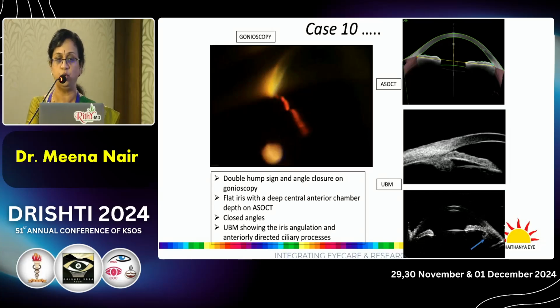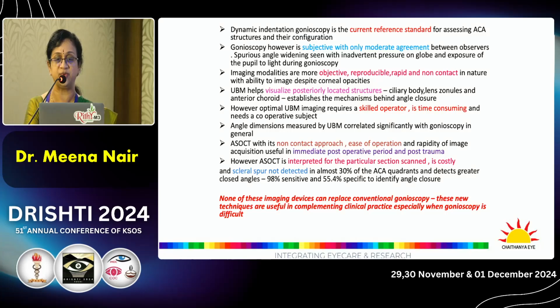So coming to the last picture, where you have a gonioscopy showing the double hump sign, which my previous speaker has just shown you, and the same can be correlated with the non-contact modality, the ASOCT, where you can see the flat contour along with the closure, and you can see the iris angulation, the steep angulation, and the near appositional closure with the anteriorly directed ciliary processes. So for plateau iris, it helps to confirm your diagnosis and correlate your findings with gonioscopy.